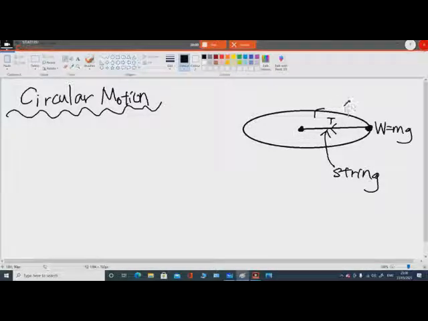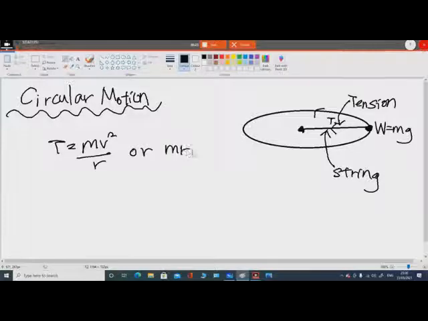Let me write more clearly. The string will naturally produce tension between the object and us, who is standing at the center of the circle. This tension is naturally given as the centripetal force, which is mv squared over r, or m r omega squared. Okay, so that's all.